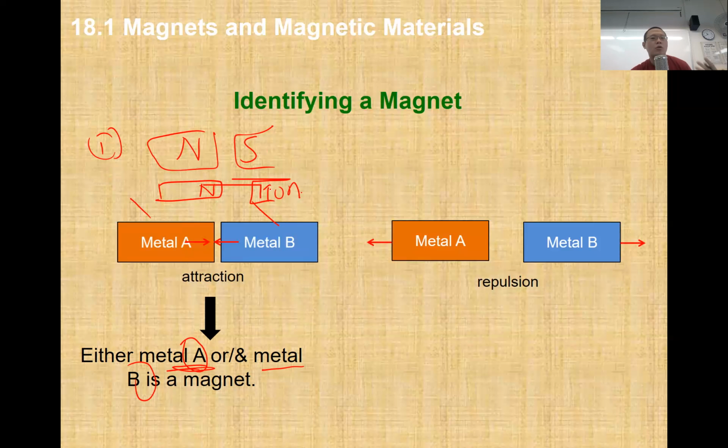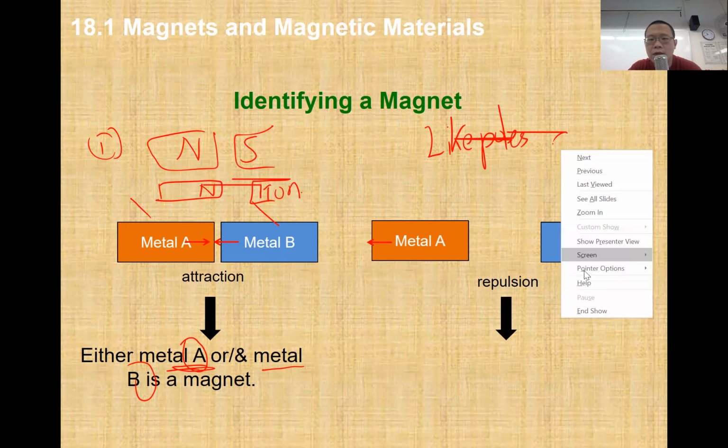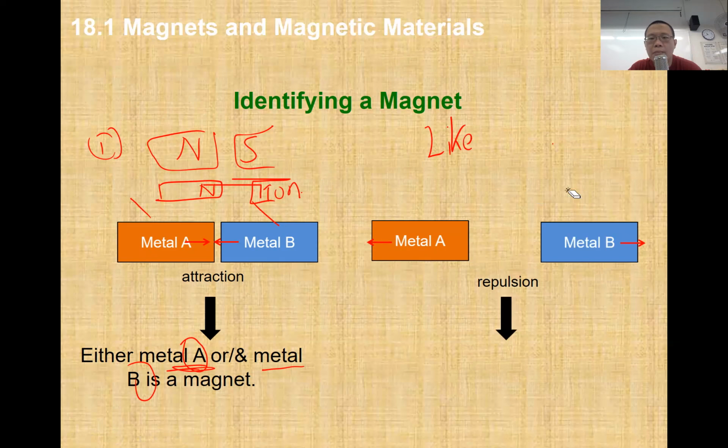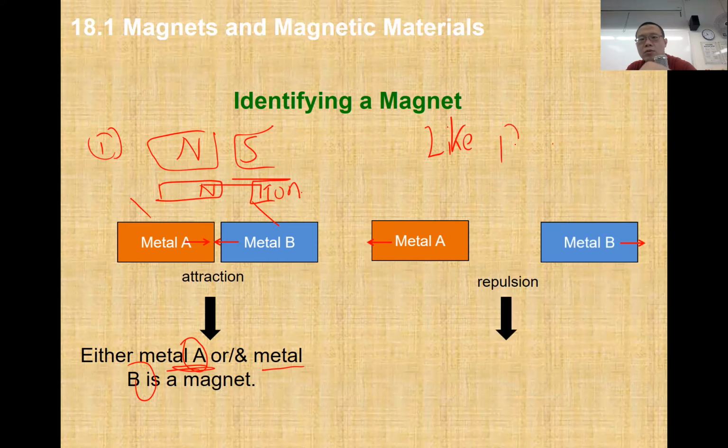So when we talk about identifying magnets, the test that you need to look at is repulsion. How do we test two magnets for repulsion? We have to make sure that the two magnets move away from each other, or what we call repel. The keywords that we are writing here are: like poles repel. This is one of the keywords that we like students to use.